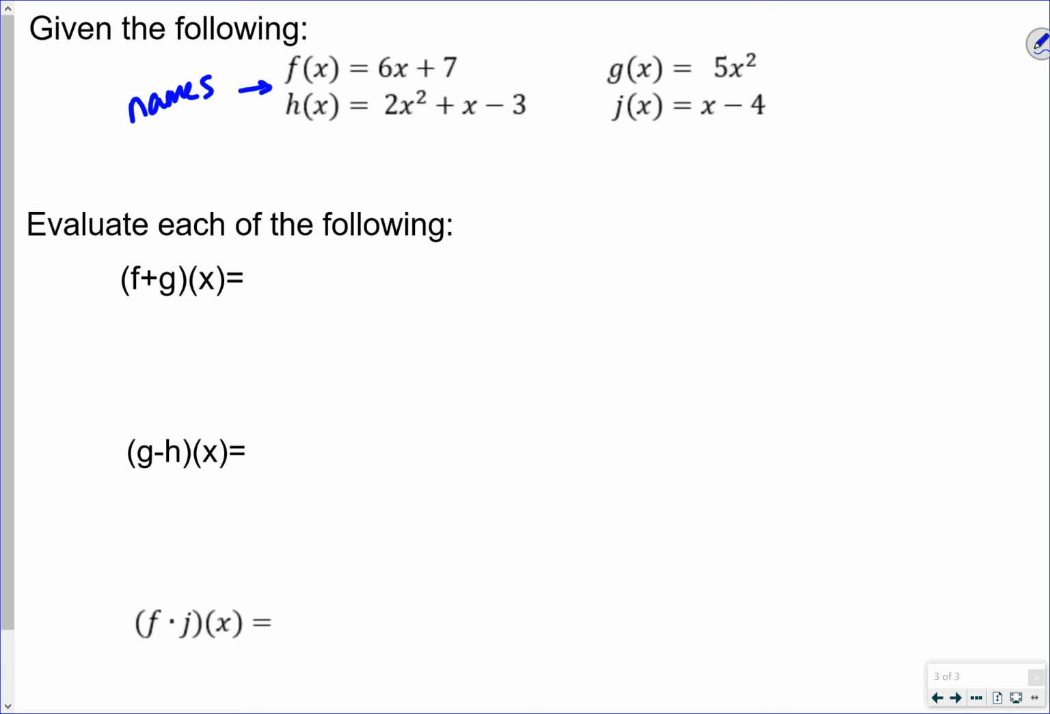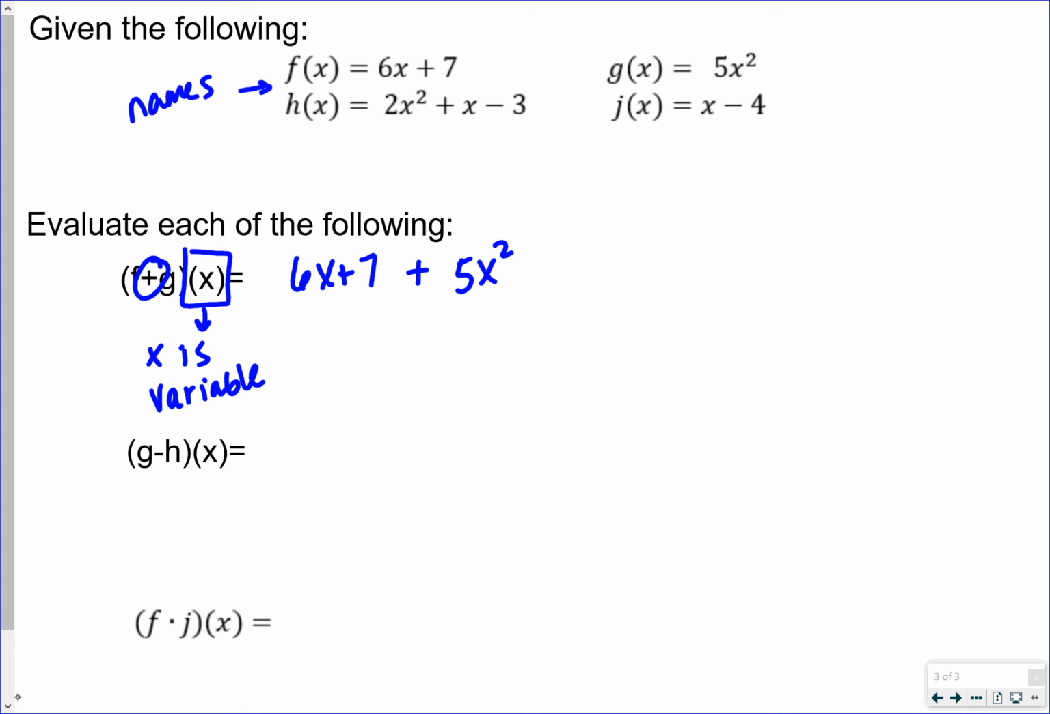That's all it is. So this first one just wants me to put f and g together. I am adding. So f of x is 6x plus 7. G of x is 5x squared, and I just want to add them. This "of x" just means x is the variable. We could replace it with a number, or a different letter, or whatever. It just lets you know what is in your equation. It is not multiplied by x. Now I'm just going to rewrite this in descending order. I don't have any like terms, so I'm just going to put it in standard form. 5x squared plus 6x plus 7.